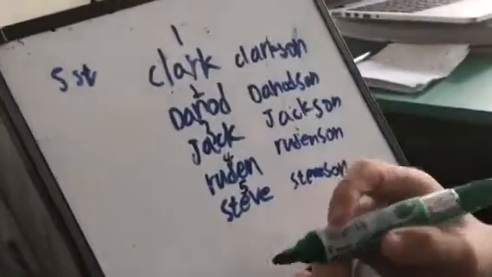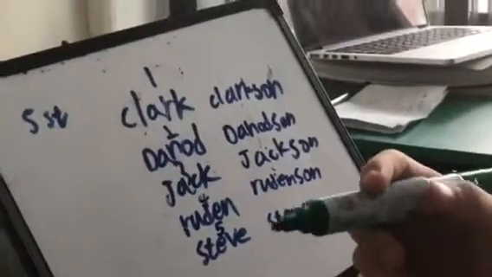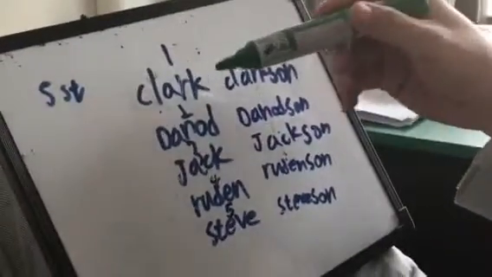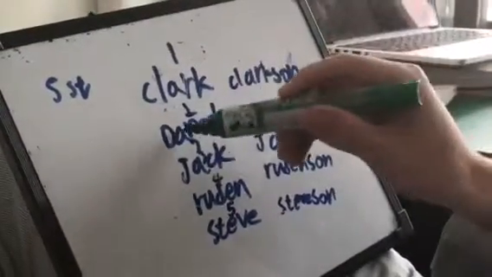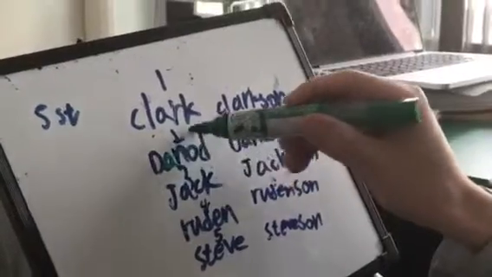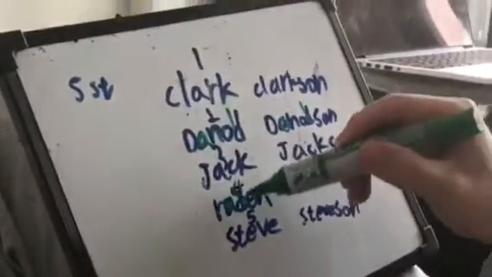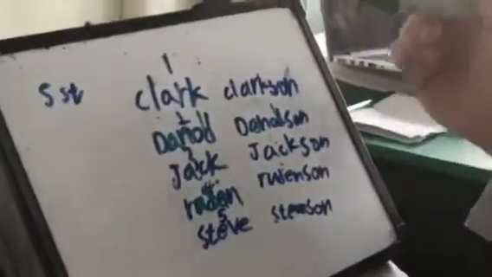Okay, so we have a class of 5 people, right? And it's kind of funny. They have first names Clark, Donald, Jack, Robin, Steve.